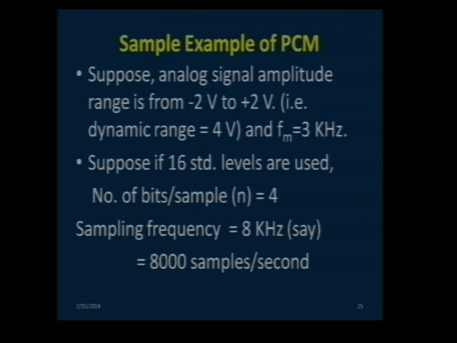The sampling frequency here is, say, 8 kilohertz. How do we arrive at 8 kHz? It is higher than 2 fm, that means 2 into 3K is 6K, and higher than this, the standard value of the sampling frequency is 8 kilohertz. 8 kilohertz means 8,000 samples in 1 second. Understand this: in 1 second you are going to have 8,000 samples. So imagine how fast it is.